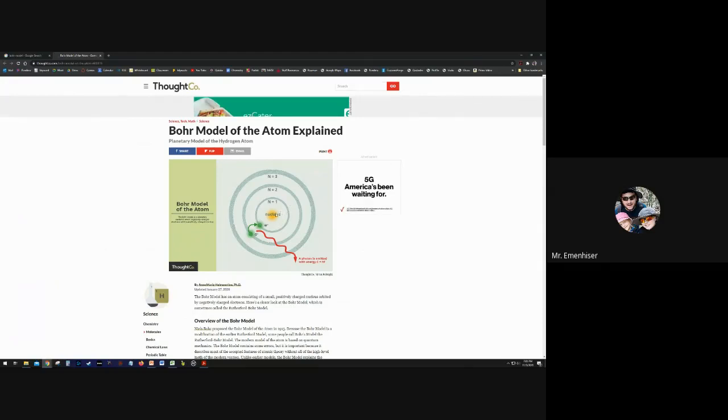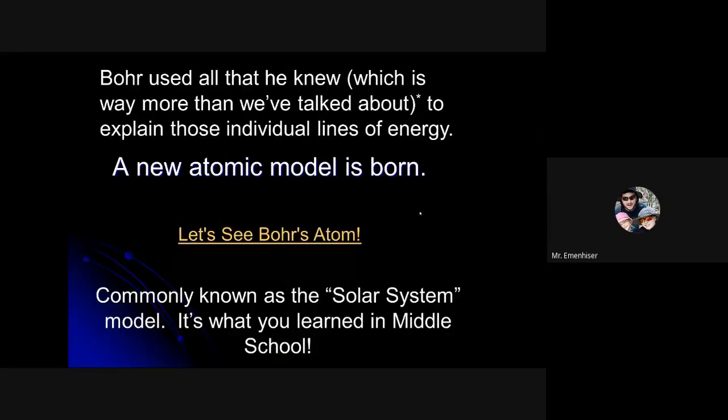That's what Bohr said. Kind of like planets around the sun, right? Planets that orbit the sun stay in their orbit, right? They stay in their circle. They stay in their lane. Okay. So we call this the planetary model or the solar system model or the Bohr model. So Bohr made this model, okay?